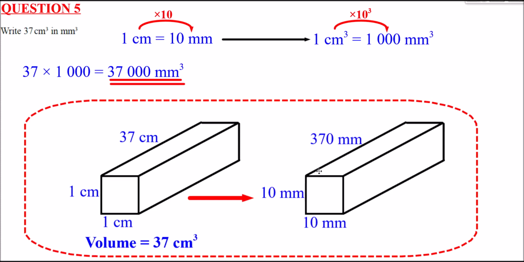Then working out the volume of this one, of course it'd just be length times width times height. So 370 times 10 times 10, which should give us 37,000 cubic millimetres. A different visual method rather than just doing it this way. Either way, which makes more sense to you, go with that option.